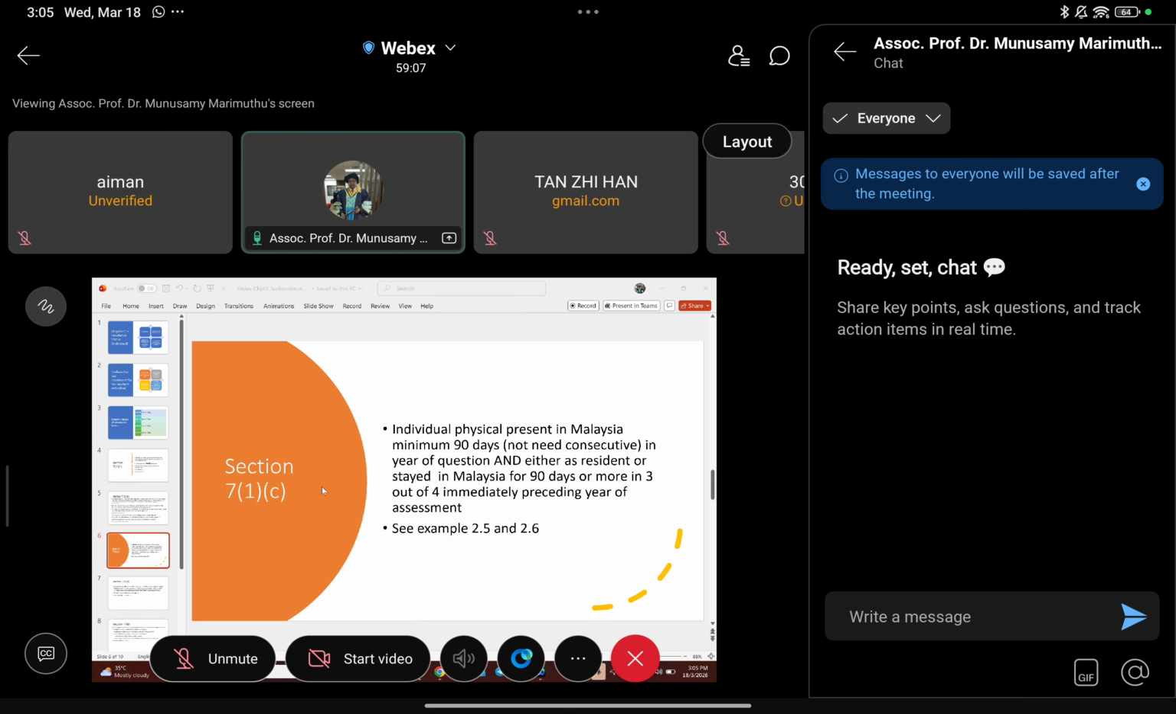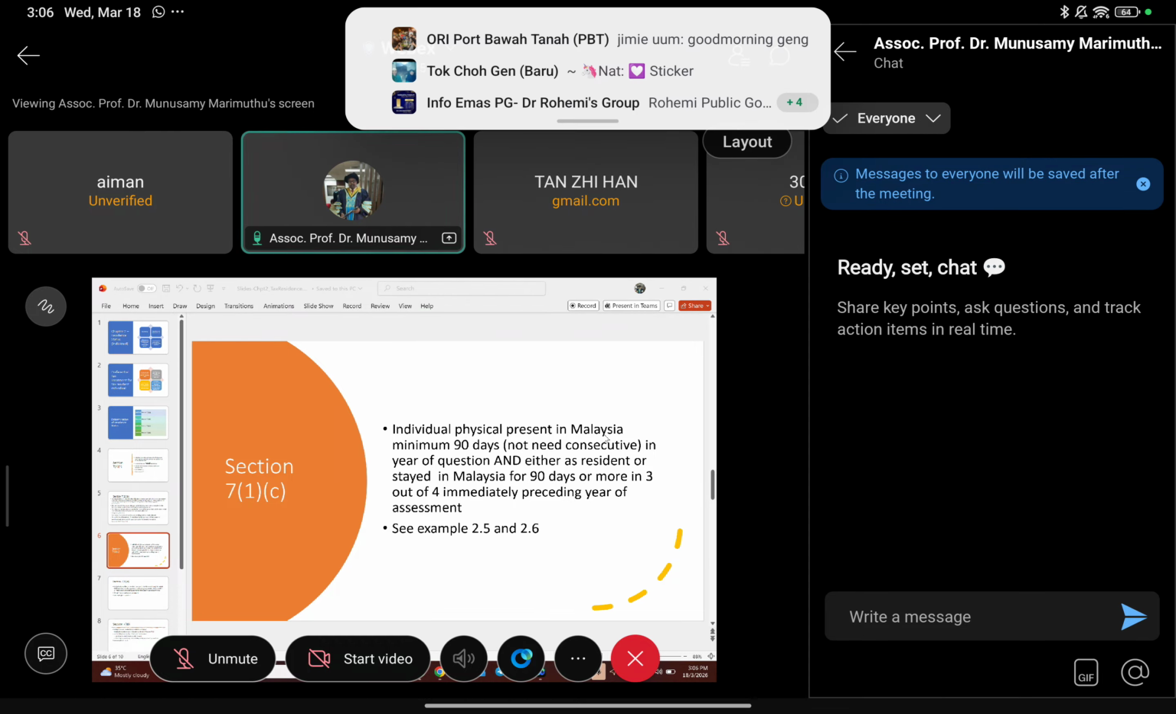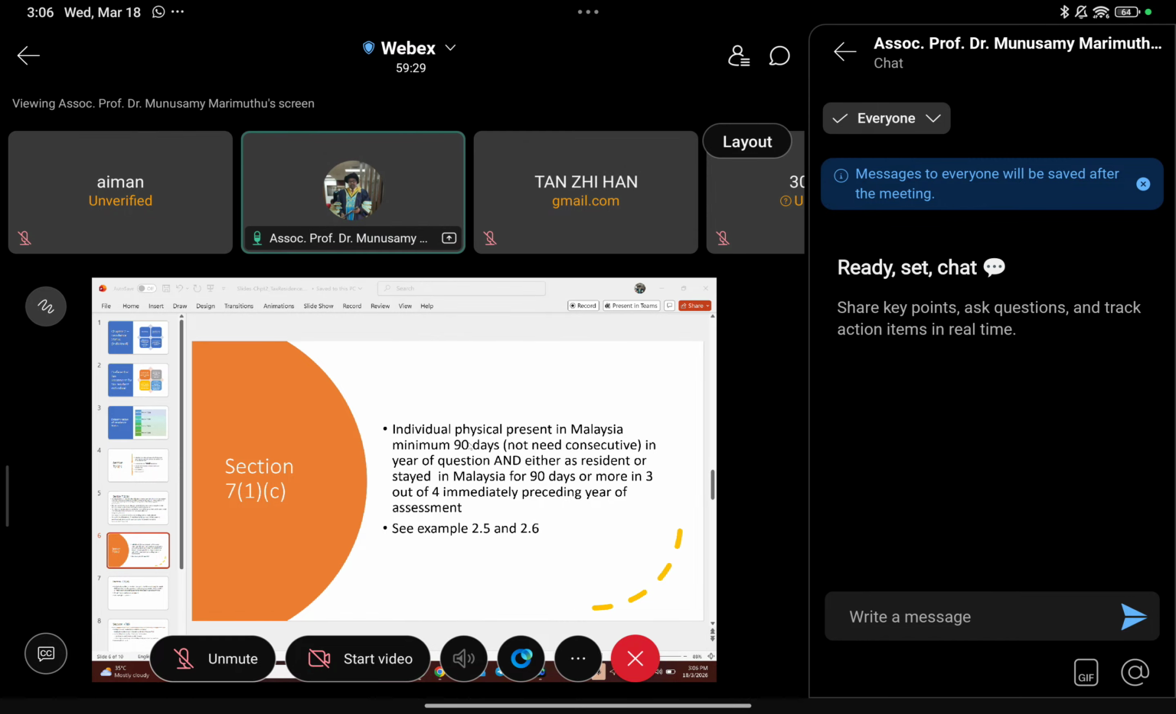Okay, how about a person who comes to Malaysia only for half a day? Can he become a resident? Yes, can. A few questions that you should ask. So 7.1c means, first of all, the individual must be physically present in Malaysia, a minimum of 90 days. It can be either in one period or many periods; it need not be consecutive. Consecutive means continuous.